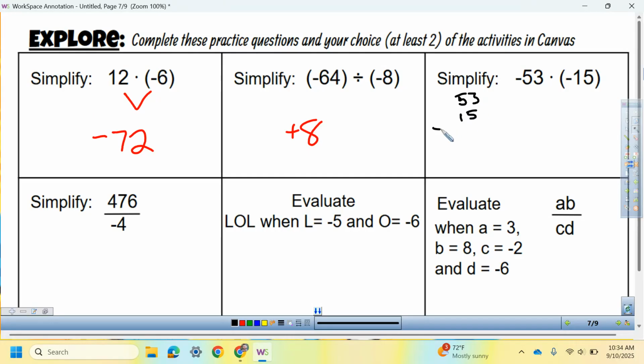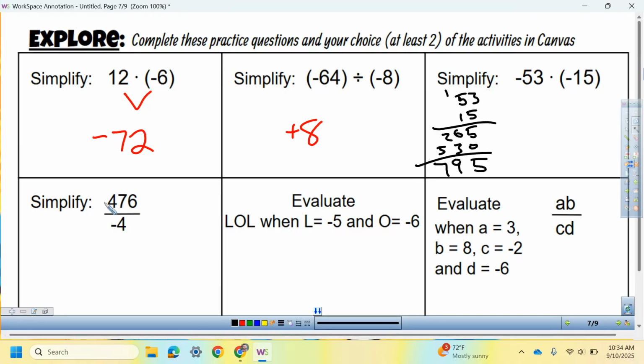53 times 15, that's 15, carry our 1, 25, plus 1 is 26. Drop a 0 so we can move a place value over. 1 times 3 is 3, 1 times 5 is 5. Add them up, 5, 9, we get 795. We already know the answer is going to be positive.